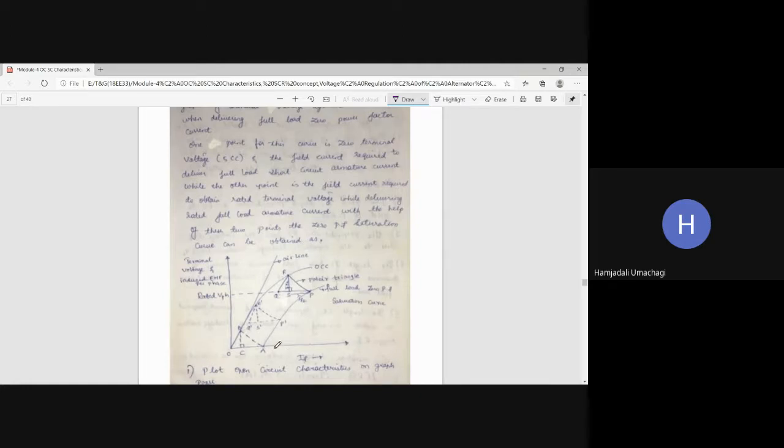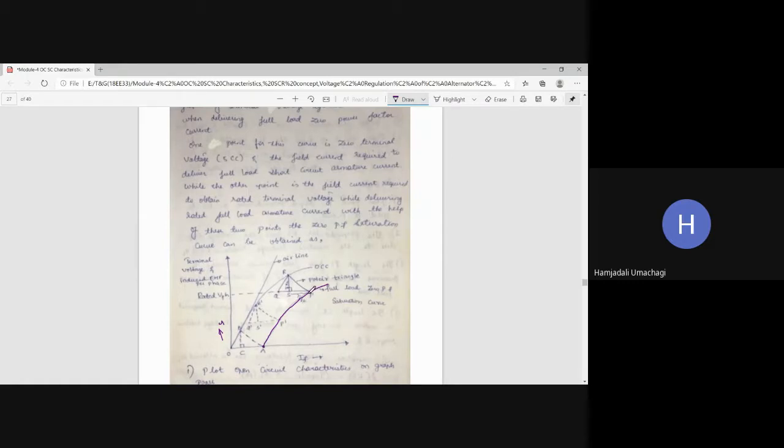You can see here, this second curve is the zero power factor saturation curve. As per our explanation, this is the first point, which is the short circuit characteristics point, where voltage is zero, because my y-axis is terminal voltage and this is my x-axis. Here voltage is zero, whereas it has a certain field current. So this is my first point.